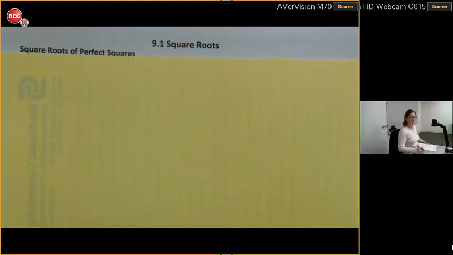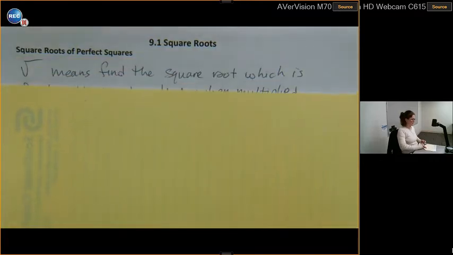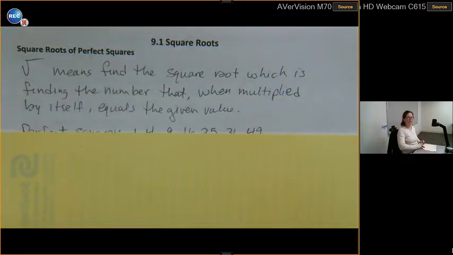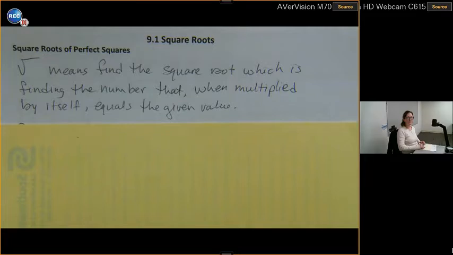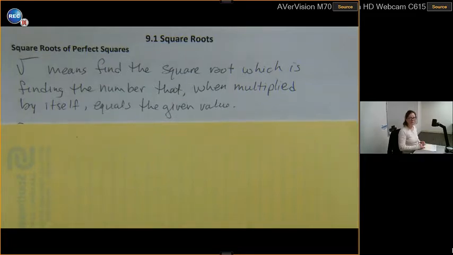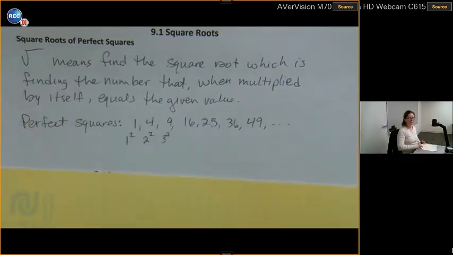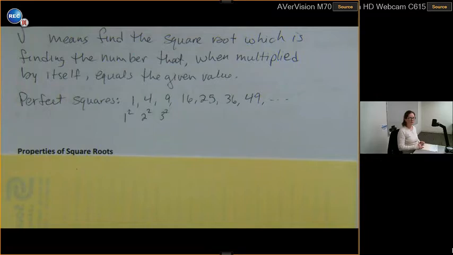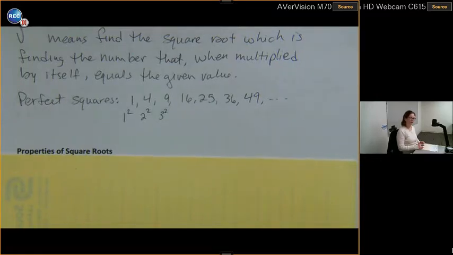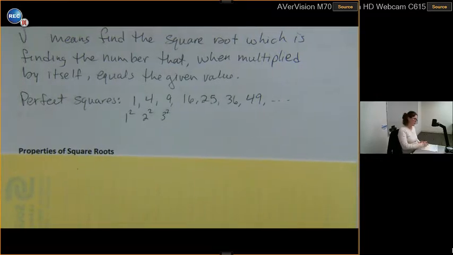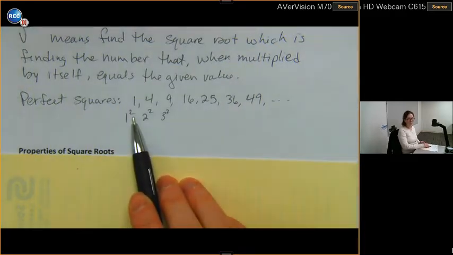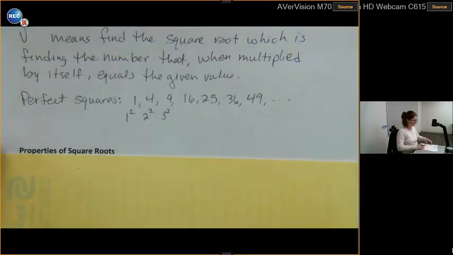Section 9.1, square roots. First off, talking about square roots of perfect squares. That square root symbol means to find the square root, which is finding the number that, when multiplied by itself, equals the given value. Perfect squares: 1, 4, 9, 16, 25, 36, 49, and on. Those values are found by taking a number and squaring it, or multiplying it by itself.